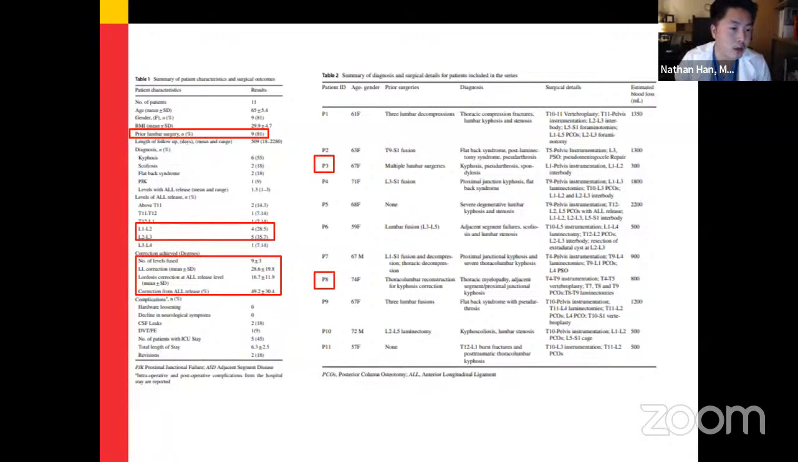There were no hardware loosening complications, no decline in neurological symptoms, but there were 2 revisions in patients 3 and 8, which were not related to the ALL release. One patient had a fall and had a worsening radiculopathy requiring a revision for a myotomy. And the other patient had an infection and osteomyelitis that needed a 2-level corpectomy, but both unrelated to the ALL release level.